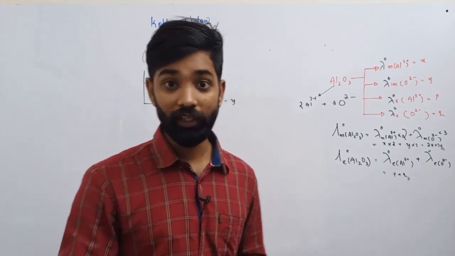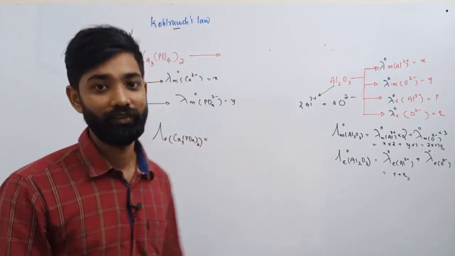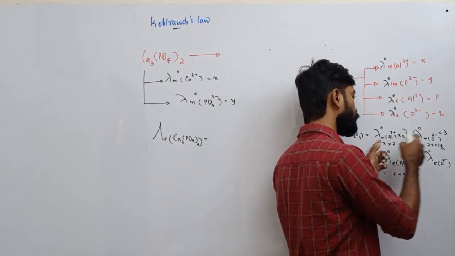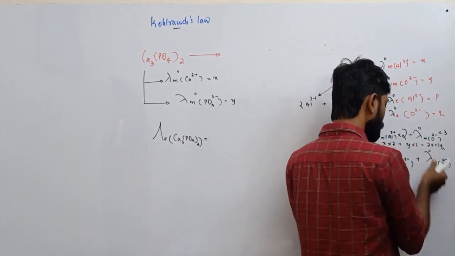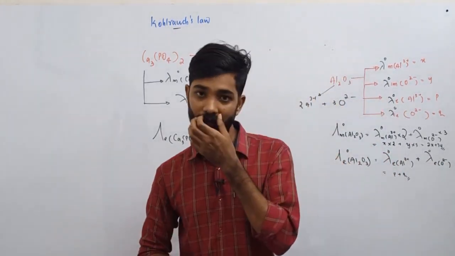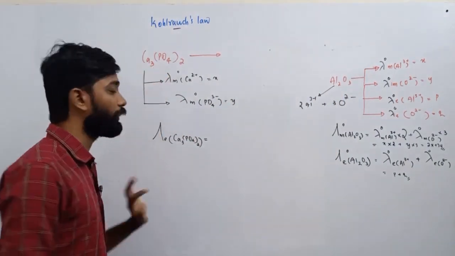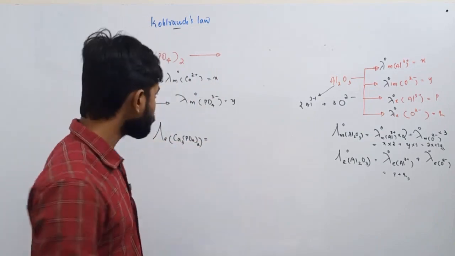You are given the limiting molar conductivity, but you are asked to find the limiting equivalent conductivity. But this is not the case earlier. There, limiting molar conductivities of constituents were given and the limiting molar conductivity of the electrolyte was asked. Limiting equivalent conductivities of constituents were given, and the limiting equivalent conductivity of the electrolyte was asked. But here, limiting molar conductivities are given, but limiting equivalent conductivity is asked. Then how can we do that?